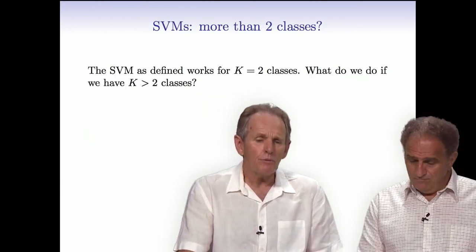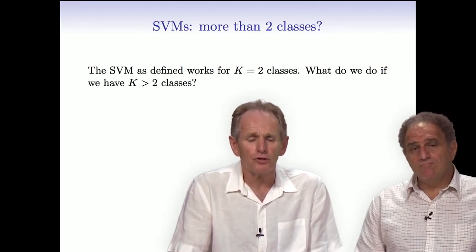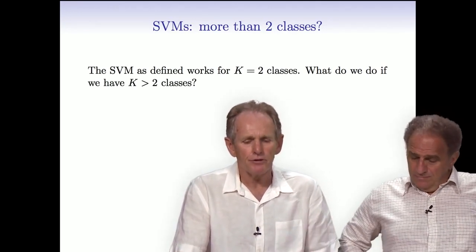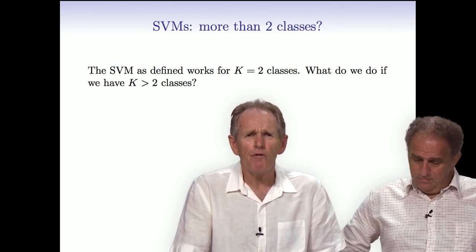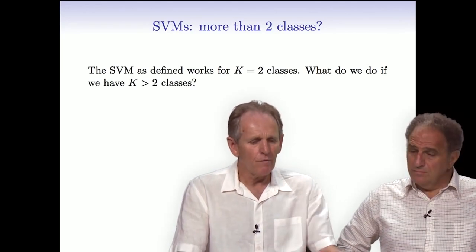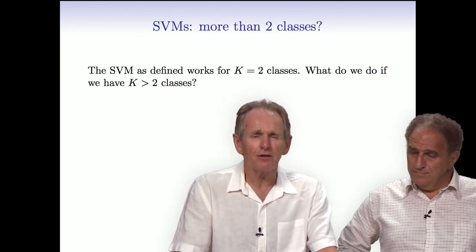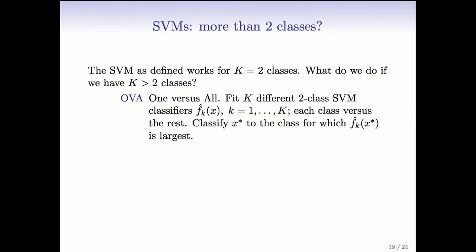Okay, so everything we've talked about so far is for 2 classes, a separating hyperplane for 2 classes. So what do we do if we have more than 2 classes? Well, unfortunately, things get a little bit ad hoc here. And so there's 2 general approaches. And the one's called OVA, one versus all.